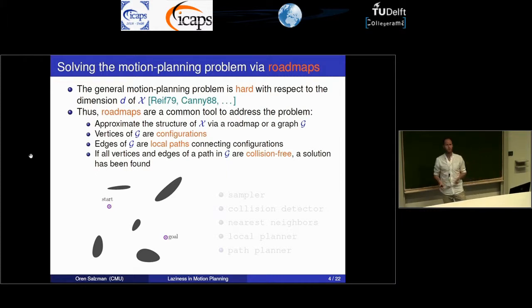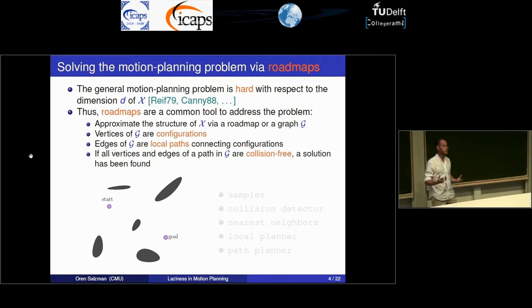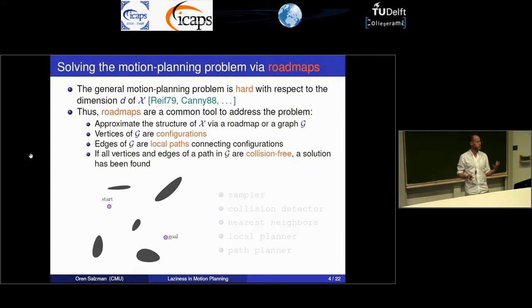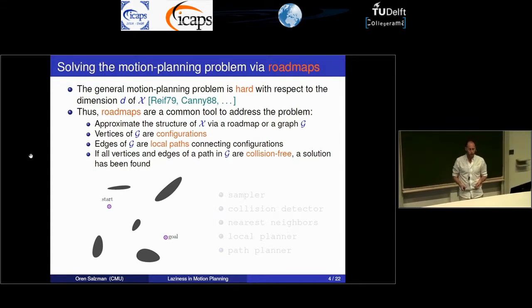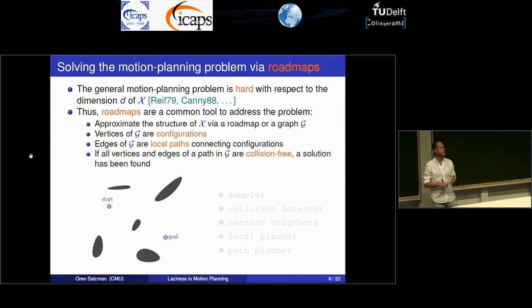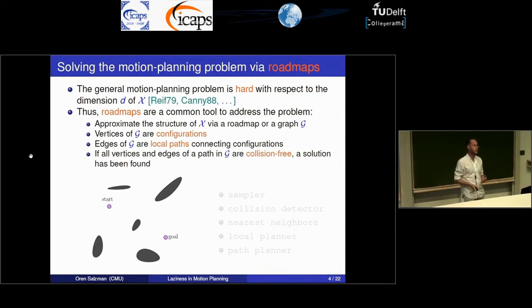So the common approach in robotics for probably the past 20 years is what's called roadmap-based methods. In these methods, we abstract or approximate the structure of the continuous configuration space using a discrete graph, which we're going to call a roadmap. Vertices of this graph correspond to configurations. Edges correspond to local motions connecting close-by configurations. And if all the vertices and edges are collision-free, then basically we can run any shortest path algorithm, Dijkstra, A*, or your favorite shortest path algorithm on this roadmap.